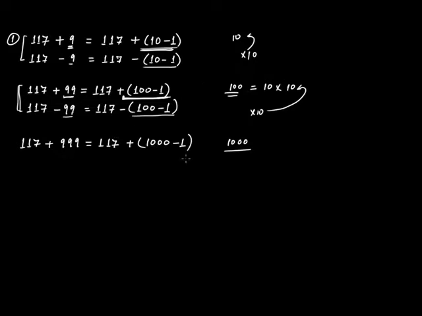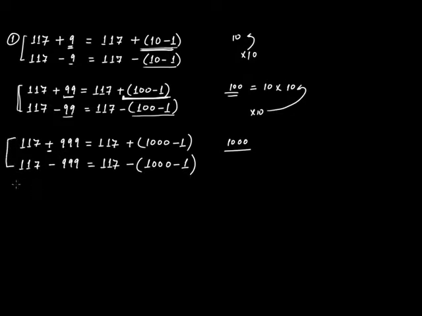And the other way would be that we could represent 999 as 1000 minus 1. So first it was addition, now you could do subtraction. So 117 minus 999, and this could be written as 117 minus 1000 minus 1, right? So this is the next one.